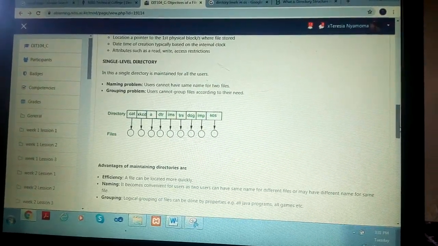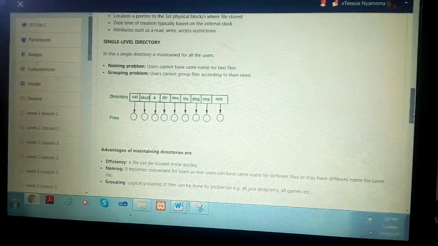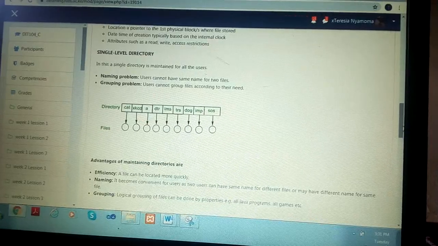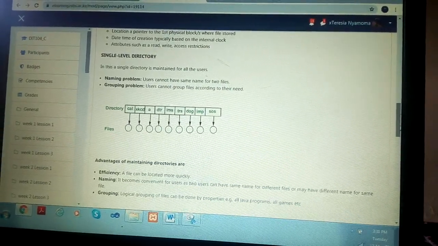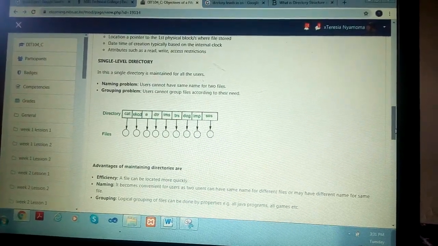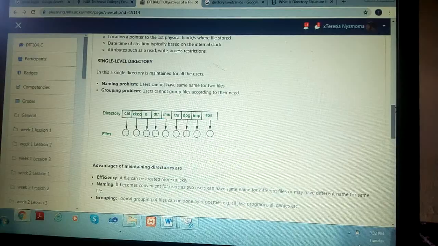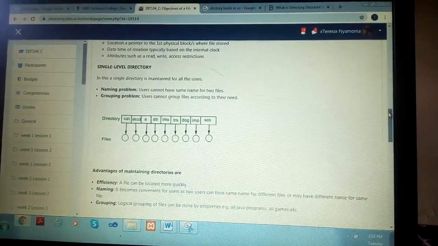It has advantages, for example, efficiency. A file can be located more easily since they're just together. Naming. It becomes convenient for users as two users can have the same name for different files but placed in the same area.